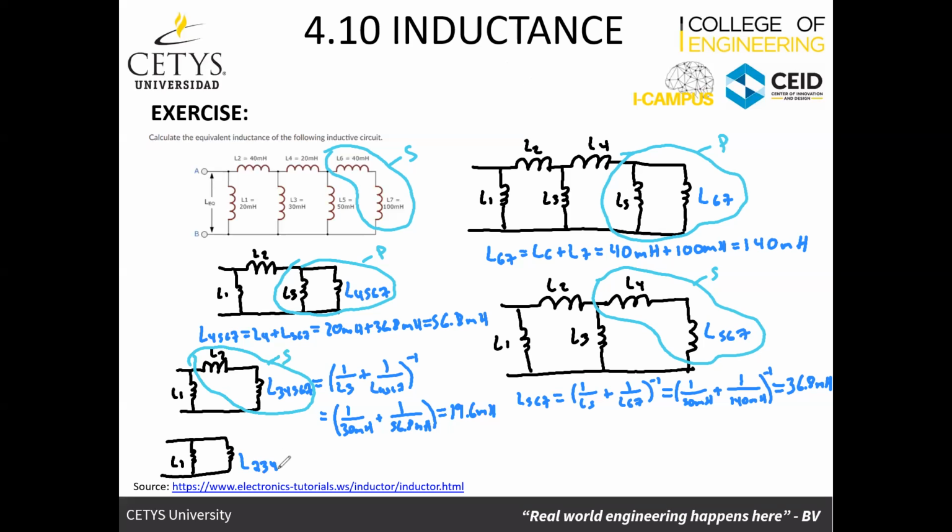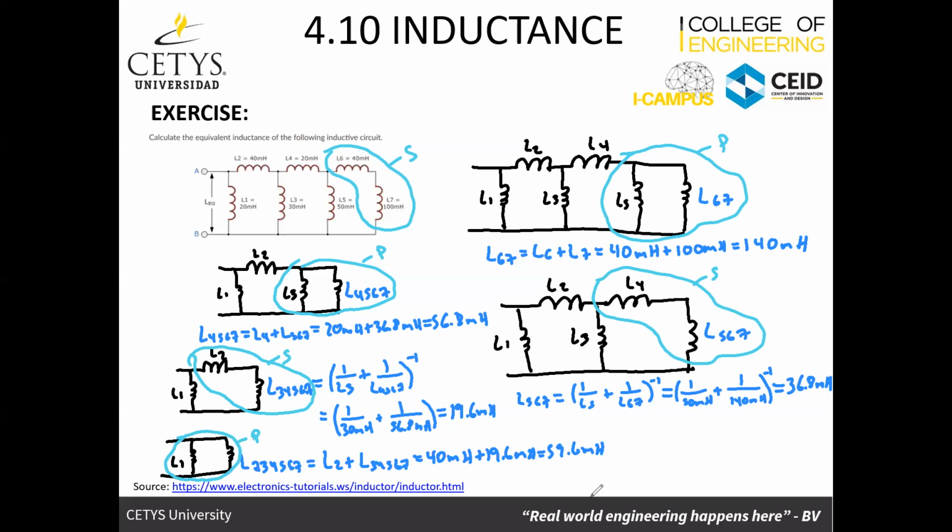That's just going to be adding them up. L2 plus L3, 4, 5, 6, 7 is going to be L2, which is 40 millihenries, plus 19.6 millihenries. That's going to be equal to 59.6 millihenries. And lastly, these two are going to be in parallel, correct?